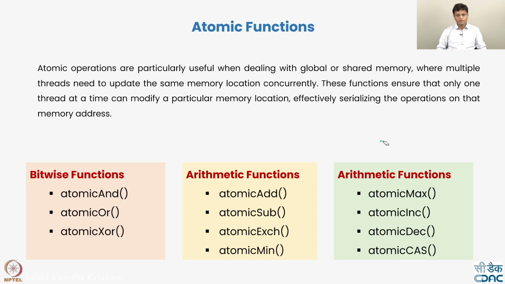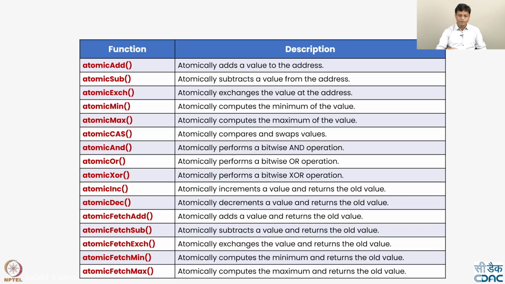Broadly, atomic functions can be divided into two groups, bitwise atomic functions and arithmetic atomic functions. Apart from that, I have provided the complete list of atomic functions supported by the CUDA programming model, so developers can explore these atomic functions as per the requirements of their application.